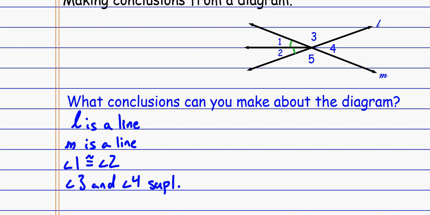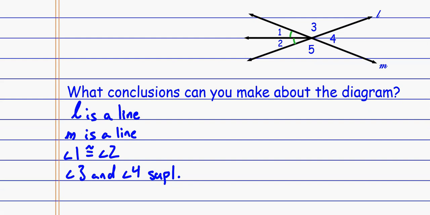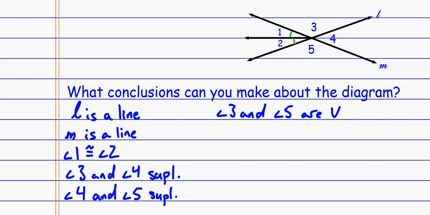Going along those same lines, L is a straight angle too. So that means angles 4 and 5 are also supplementary angles. Because I know those are lines, now I know other stuff. And maybe you'll look at this and say, wait a minute, if those are lines, I have a vertical angle situation. So angle 3 and angle 5 are vertical angles. Again, we have all this information based on just a very small amount of information.